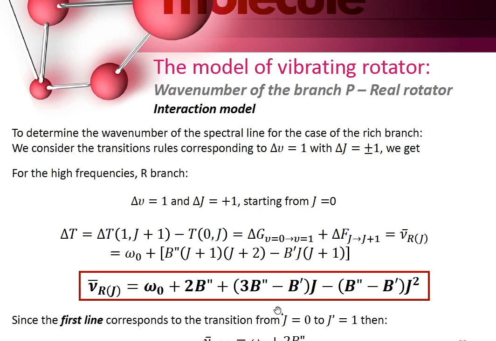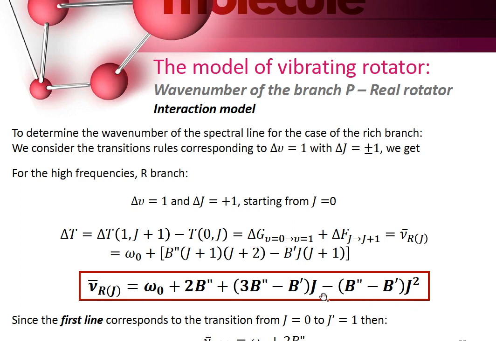Now same thing for delta J equal +1. Now we go from J equals 0 at the start, because we can go to the second level of vibration energy with J equal 1. So from 0 to 1, that's delta J equal +1, that's fine. Then we get into this expression. What interests us is the first line on the rich bend side, and this starts from J equals 0.